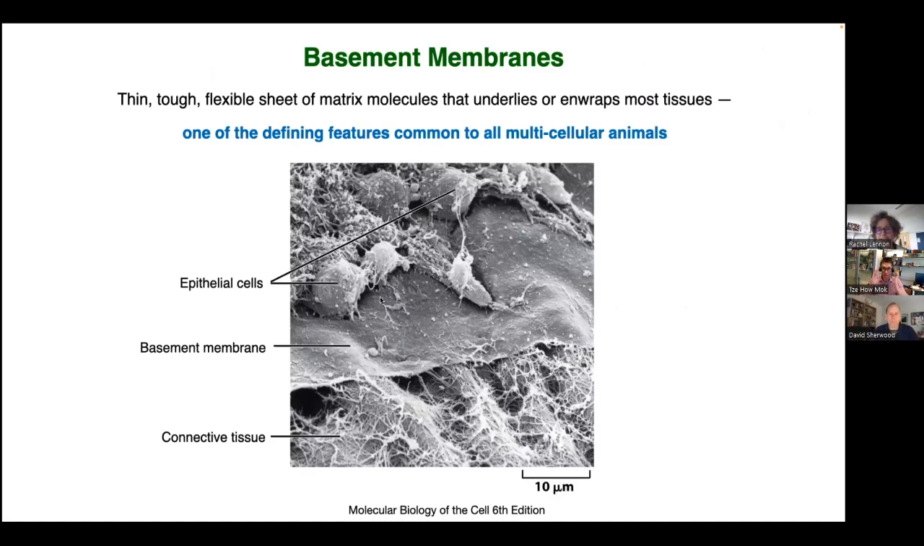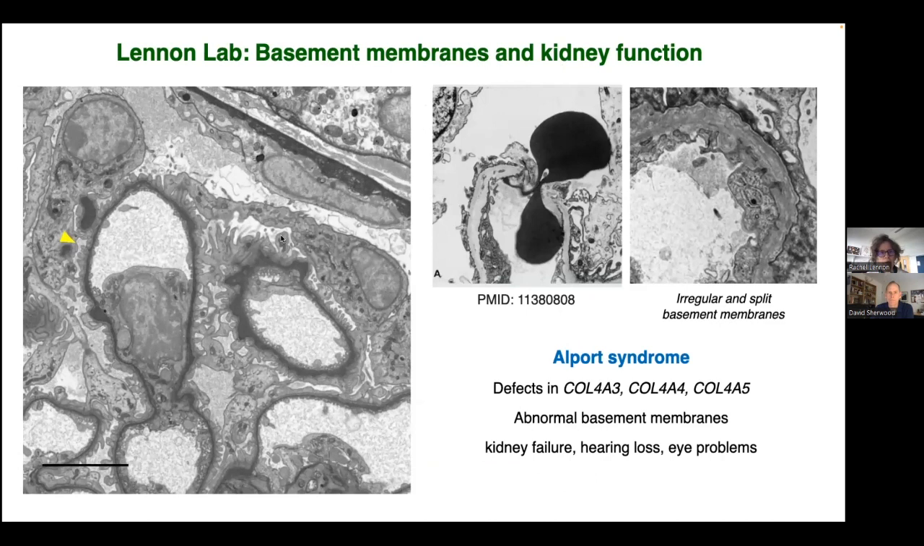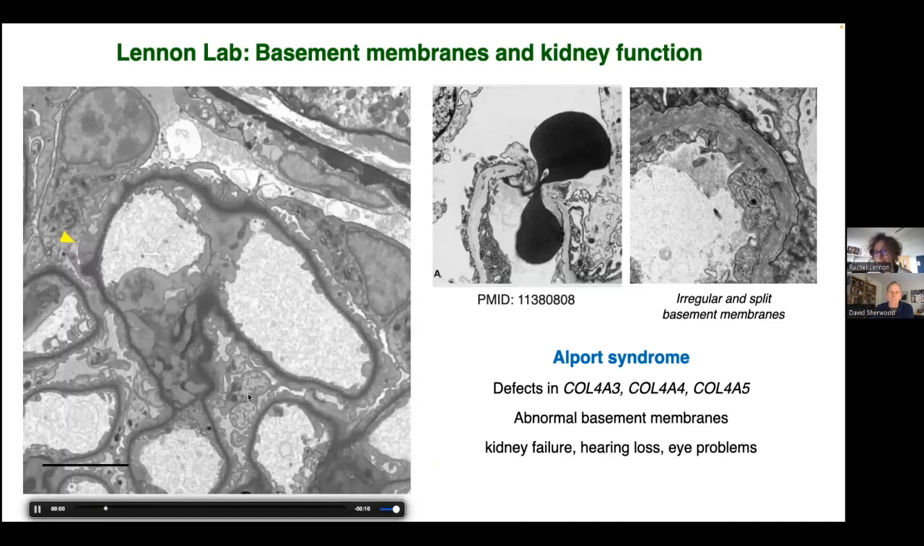So you can see in the scanning electron microscopy image here, the sheet-like structure of the basement membrane with the epithelia separated from the connective tissue underneath. Basement membranes are a defining feature of all multicellular animals, and they have increasing associations with human disease. So in my lab, we focus on basement membranes in the kidney.